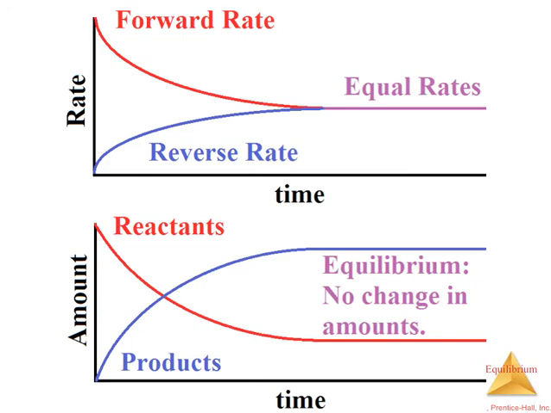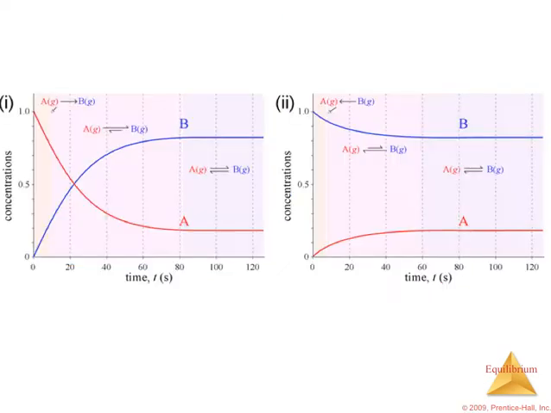And this is just a summary of those two. Take note what the axes are: rate versus time for the top graph and amount versus time for the bottom. At equilibrium, the rates forward and reverse would be the same. Another graph.